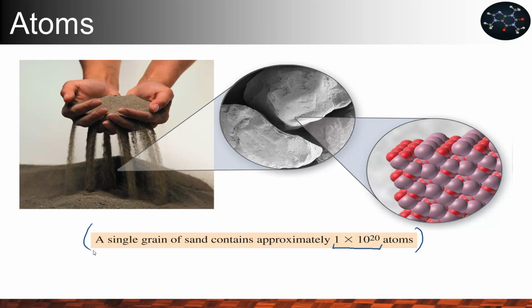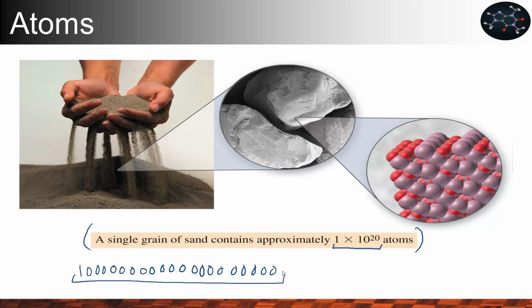So how much is that, right? Let's write it out. 1 times 10 to the 20th, we know scientific notation, that means there's 20 zeros. 8, 9, 10, 11, 12, 13, 14, 15, 16, 17, 18, 19, 20. 1, 2, 3, 4, 5, 6, 7, 8, 9, 10. Yep, that's about 20. So that many.